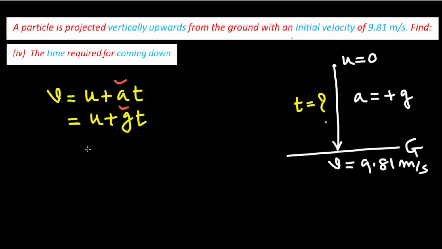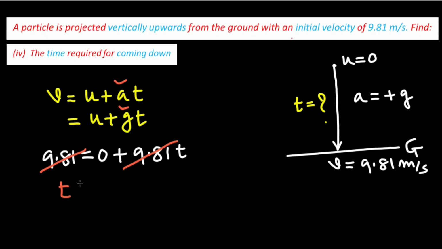The final velocity when the particle strikes the ground is 9.81. Its initial velocity u is 0. Value of g is 9.81, and we have to find t. So this 9.81 cancels with this, and we are left with t equals 1 second.